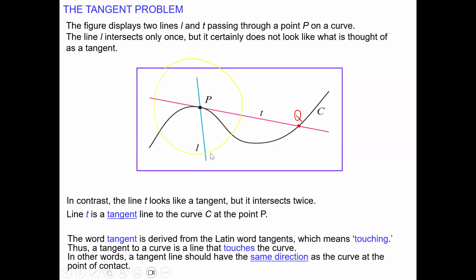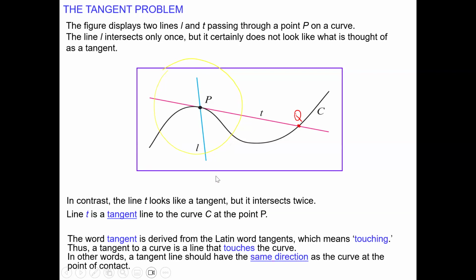We agree on this because, from Latin, tangent means touching. We can nicely see that the pink line is touching the curve. The blue one is actually intersecting, which is not good. It's not respecting the definition, the meaning. Looking a little more mathematically, we can say that a line is a tangent if it has the same direction as the curve at that point.